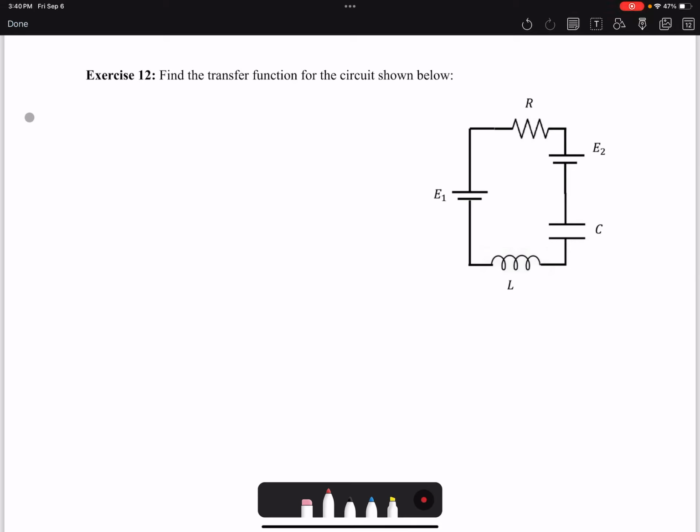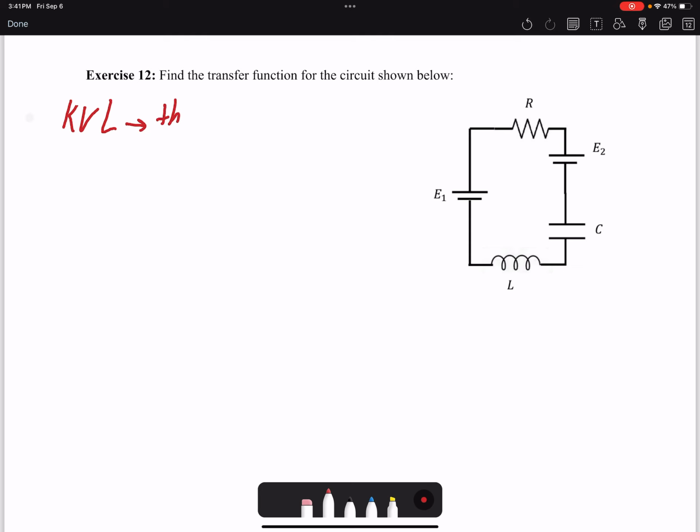Hello everyone, in this video we're going to solve exercise 12. The problem is asking us to find a transfer function for the circuit shown below. We're going to use KVL, or Kirchhoff's voltage law, or mesh analysis. The KVL is telling us that through any loop the voltage drop is zero.